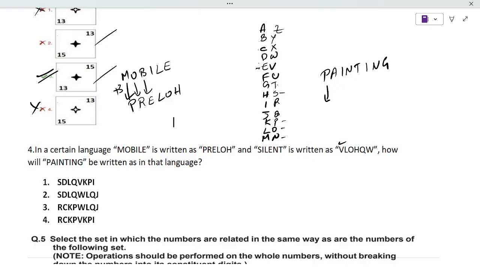P-A-I-N-D-I-N-G. So here B will get 1, 2, and 3. S, A will get 1, 2, and 3. D. So S and D. That means here this is omitted. This is omitted. L, Q, L, Q, SEM.